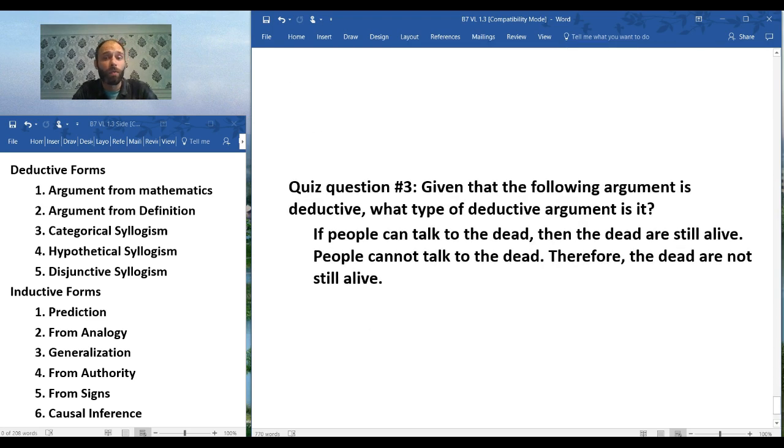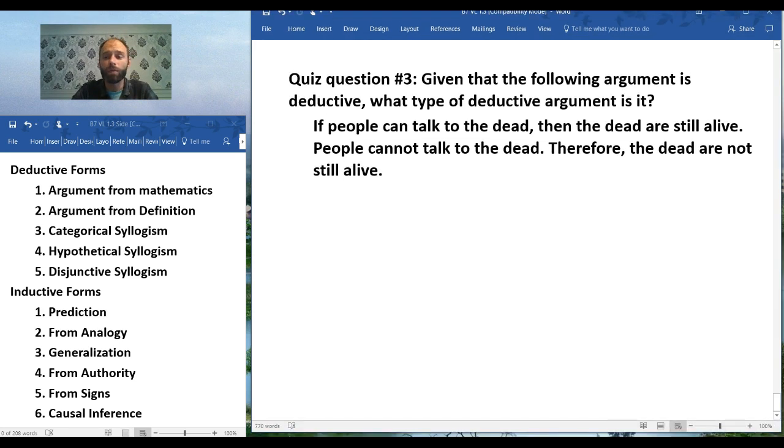And quiz question number 3. Given that the following argument is deductive, what type of deductive argument is it? So I'm telling you it's a deductive argument. Which of those 5 deductive forms does it have? If people can talk to the dead, then the dead are still alive. People cannot talk to the dead, therefore the dead are not still alive. All right, so that's the final quiz question.